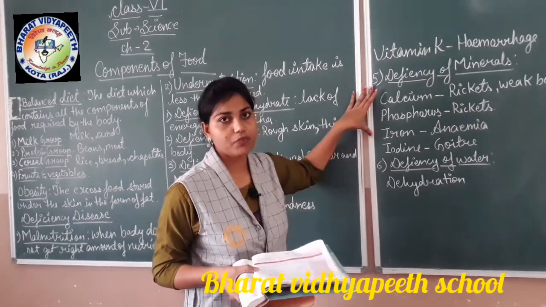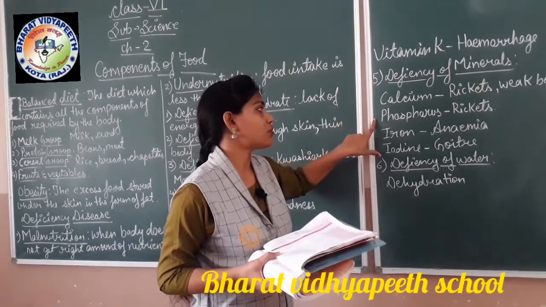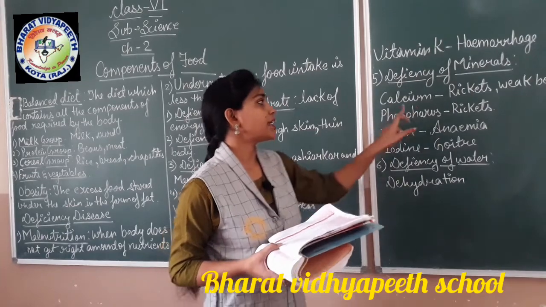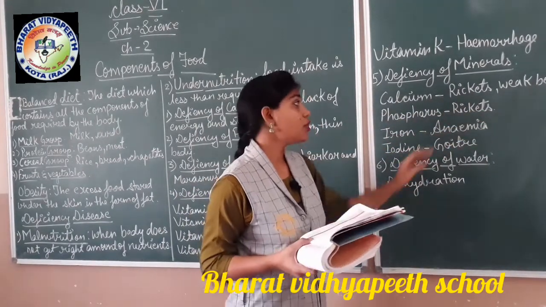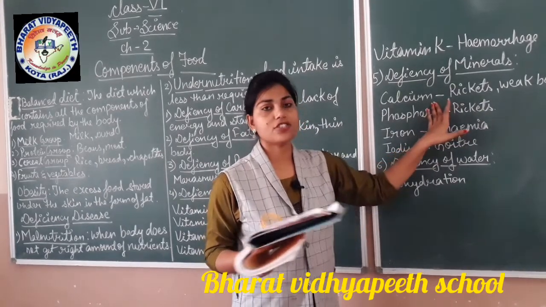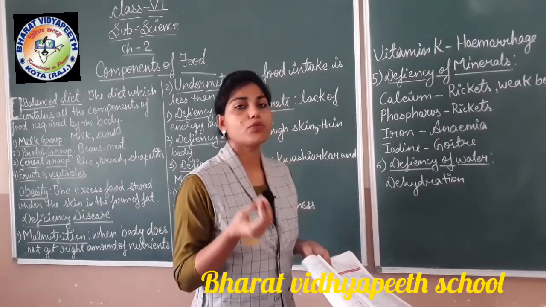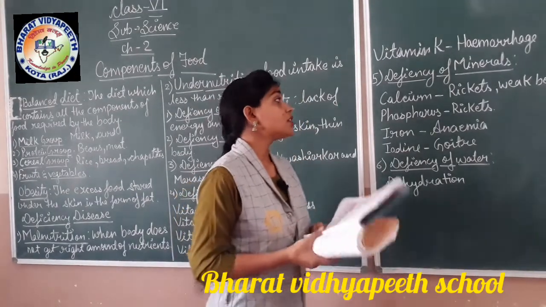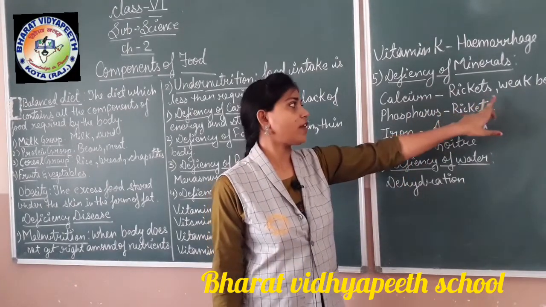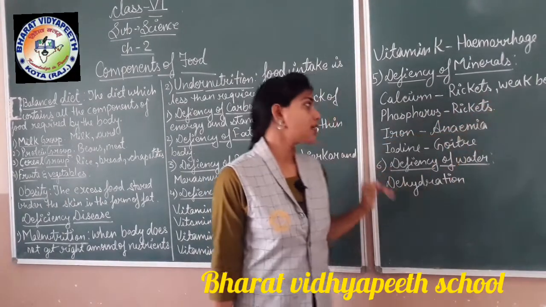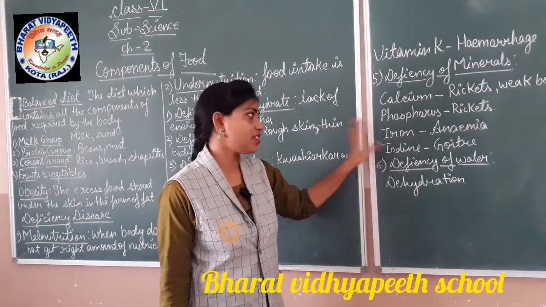Next is deficiency of minerals. As we all know, our balanced diet also includes minerals like calcium, phosphorus, iron and iodine. Calcium is related to rickets, which is caused by vitamin D deficiency or loss of calcium in our body. Calcium is mainly present in the teeth and bones. Our bones and teeth are made up of calcium. So we should always take food rich in calcium, so that we can avoid weakness of bones and rickets. Next is phosphorus.